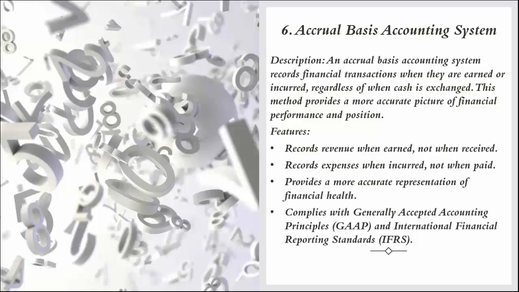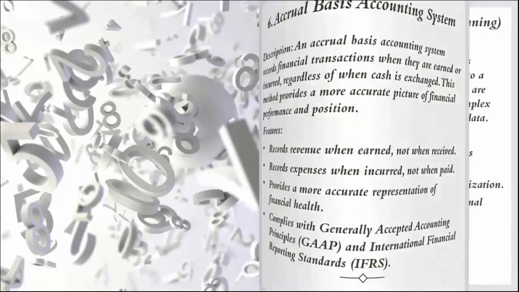6. Accrual basis accounting system. Description. An accrual basis accounting system records financial transactions when they are earned or incurred, regardless of when cash is exchanged. This method provides a more accurate picture of financial performance and position. Features. Records revenue when earned, not when received. Records expenses when incurred, not when paid. Provides a more accurate representation of financial health. Complies with generally accepted accounting principles, GAAP, and International Financial Reporting Standards, IFRS.